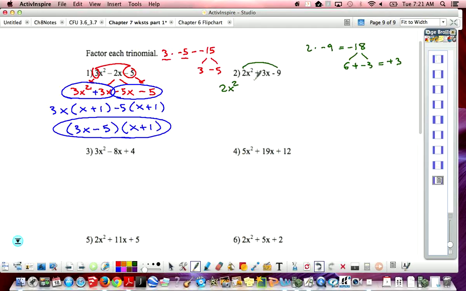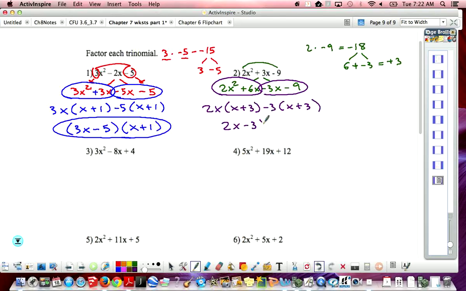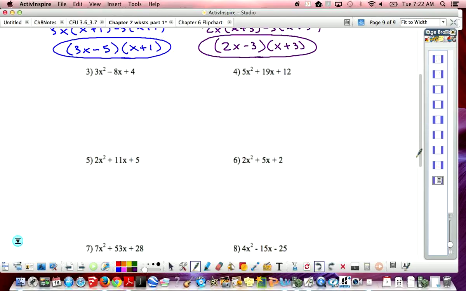So I can go 2x squared. The 3x now becomes 6x minus 3x minus 9. Now again, as you may have seen in class today, it doesn't matter which term you put first or second. But now it's just factoring by grouping. 2x, so now I have x plus 3. These have a minus 3 in common. X plus 3, since I pulled out the negative. So I have 2x minus 3 sets of x plus 3's. Again, if I'm curious, I can FOIL this back out and check to see if it actually does work.